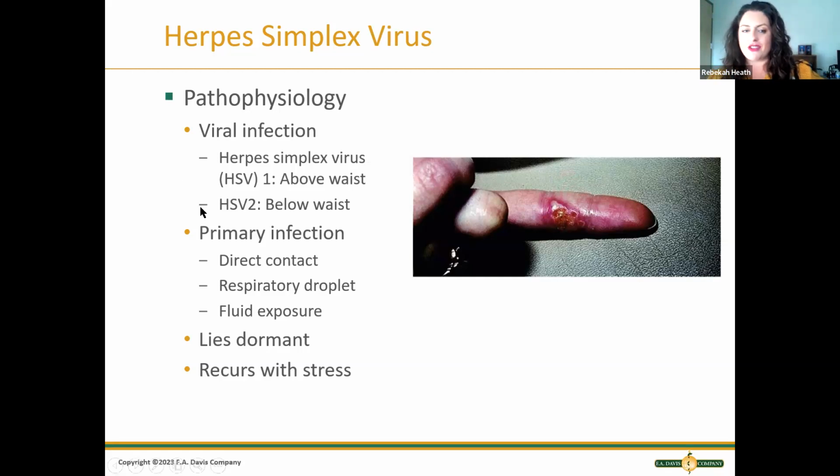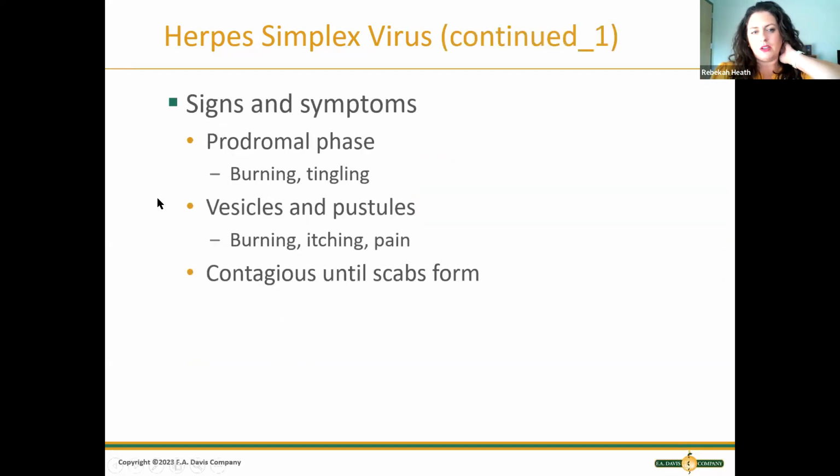It's a primary infection, meaning it's from direct contact with somebody else. Maybe there was a respiratory droplet that got on you, or a fluid exposure. Once you are exposed and have been infected with herpes, it's going to lie dormant in your body, but it can flare up, and you can have a recurrence of it with stress, with sickness, hormonal changes. All of those things can cause it to flare up. So usually you have this burning and tingling in the area.